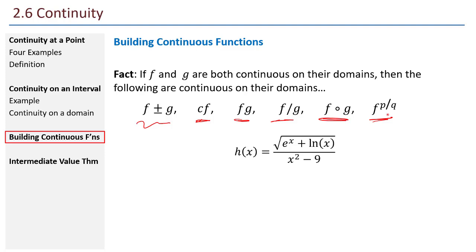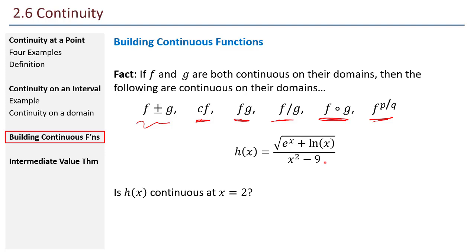So for example, in this function h of x, I have an exponential and a log, and I add them together. I can take the square root of that. I have a polynomial I can divide. And yes, despite all of these crazy ways of combining functions, I know that h of x is continuous on its domain. So what about at exactly the point x equals 2?